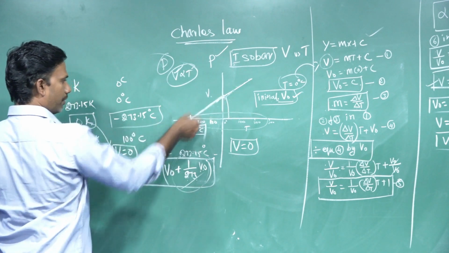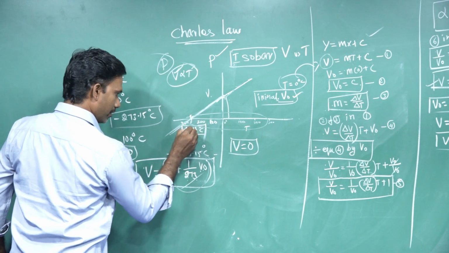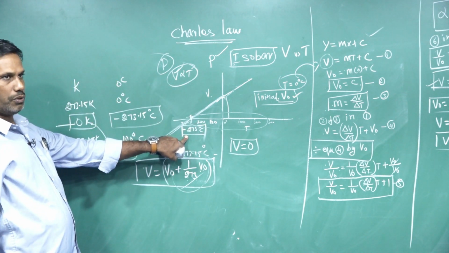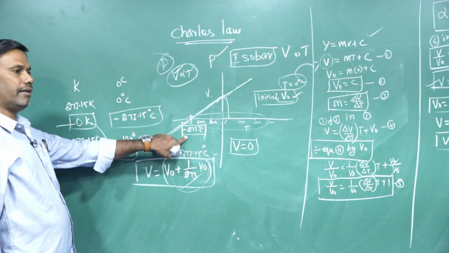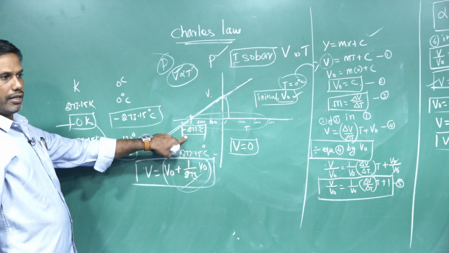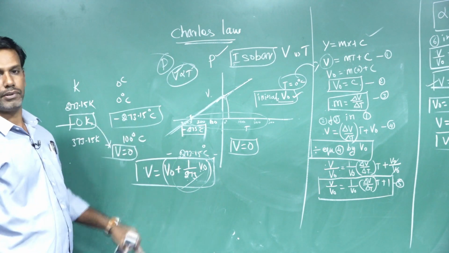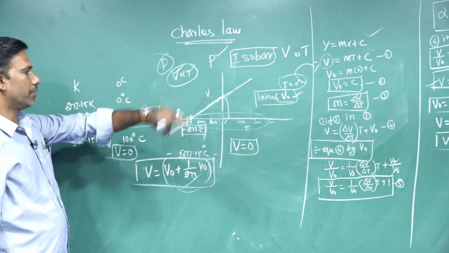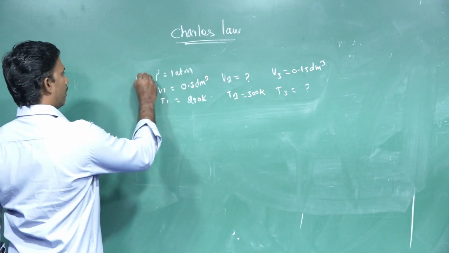This is the graph. Extrapolating the graph, it intersects the x-axis at minus 273 degrees Celsius. That is the absolute zero of temperature. Any gas would have zero volume there, and beyond this temperature the volume would be negative, which is practically impossible. So they came to this conclusion. Okay, let us do one problem.